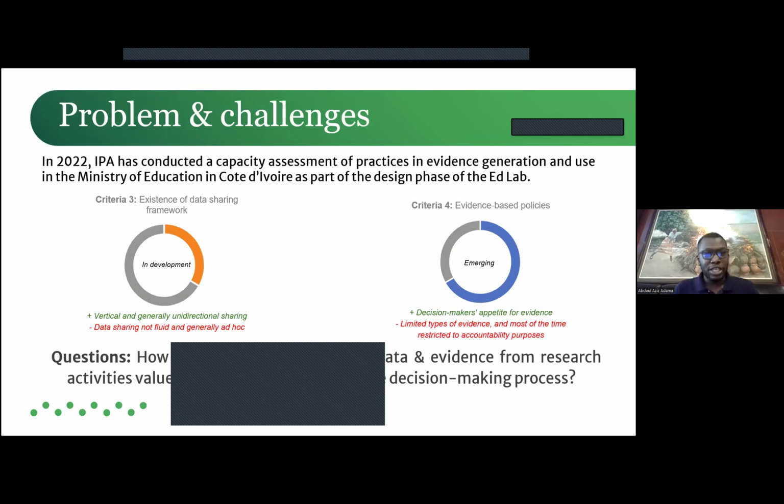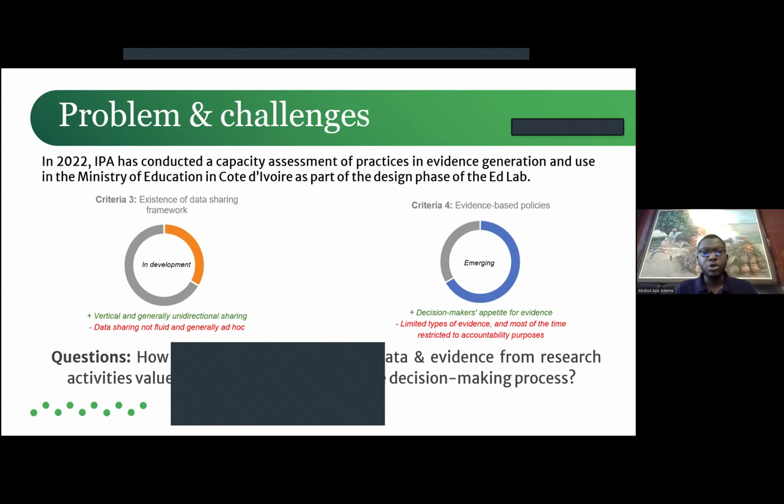Then what is the challenge that we are currently facing? In 2022, IPA, as a technical partner of the Ministry of Education, conducted a capacity assessment to see what the practices of policymakers and stakeholders within the ecosystem are, on how they generate evidence, but also how they use the evidence generated inside the ecosystem.